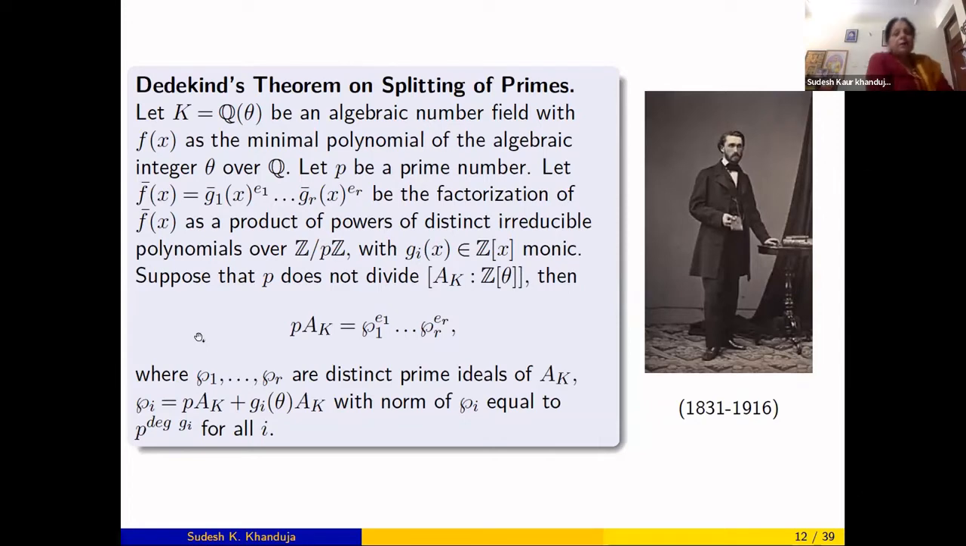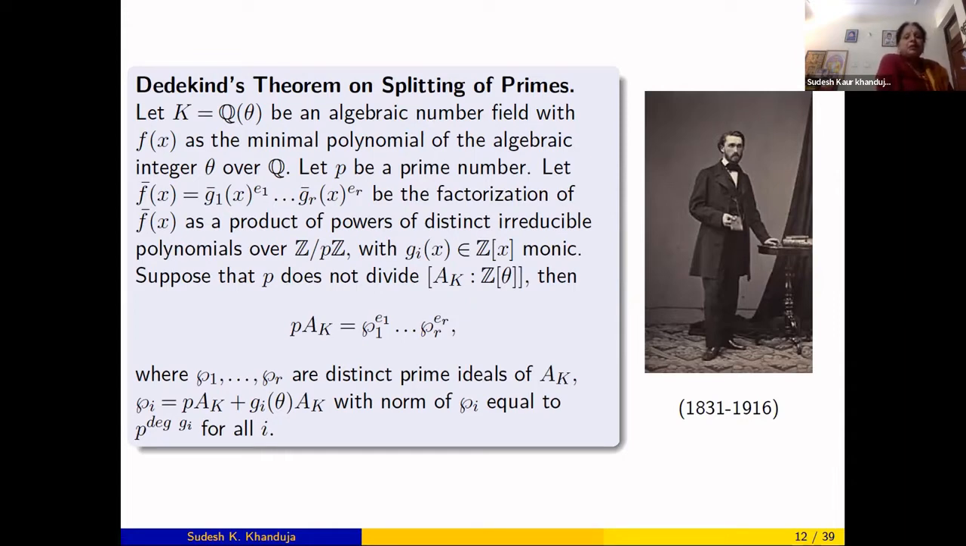For many years, I taught this theorem. Year after year, I always appreciated its beauty, that from the factorization of the minimal polynomial f(x) modulo p, it tells us how the ideal pA_K splits as a product of prime ideals of A_K.